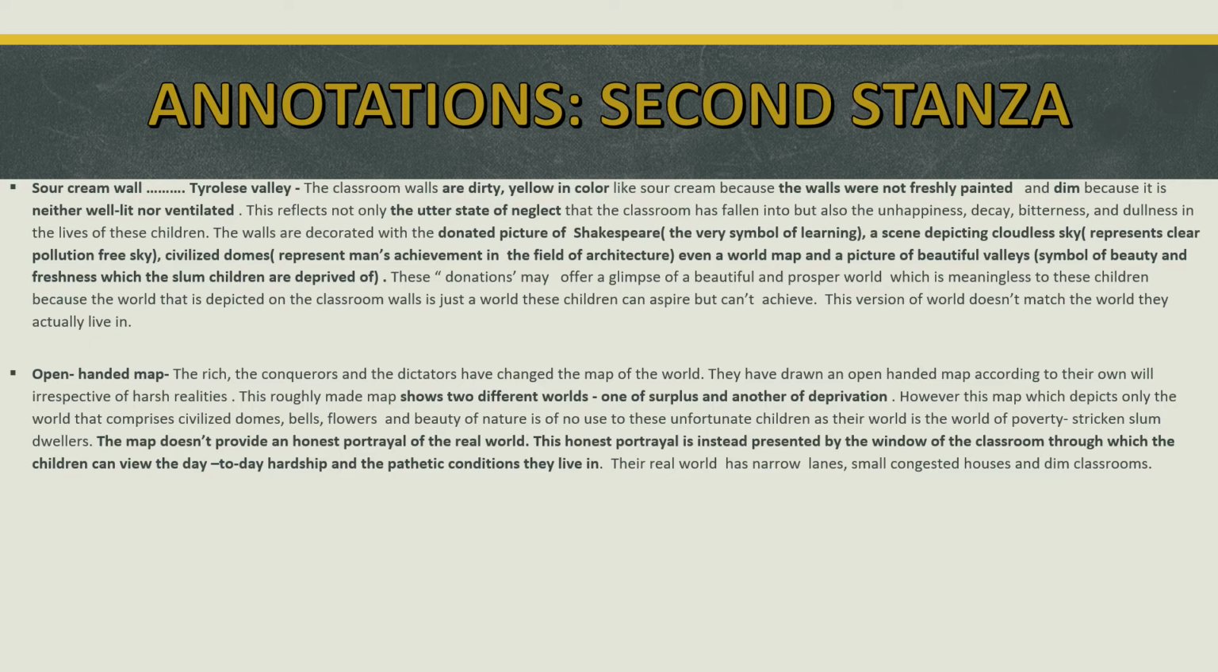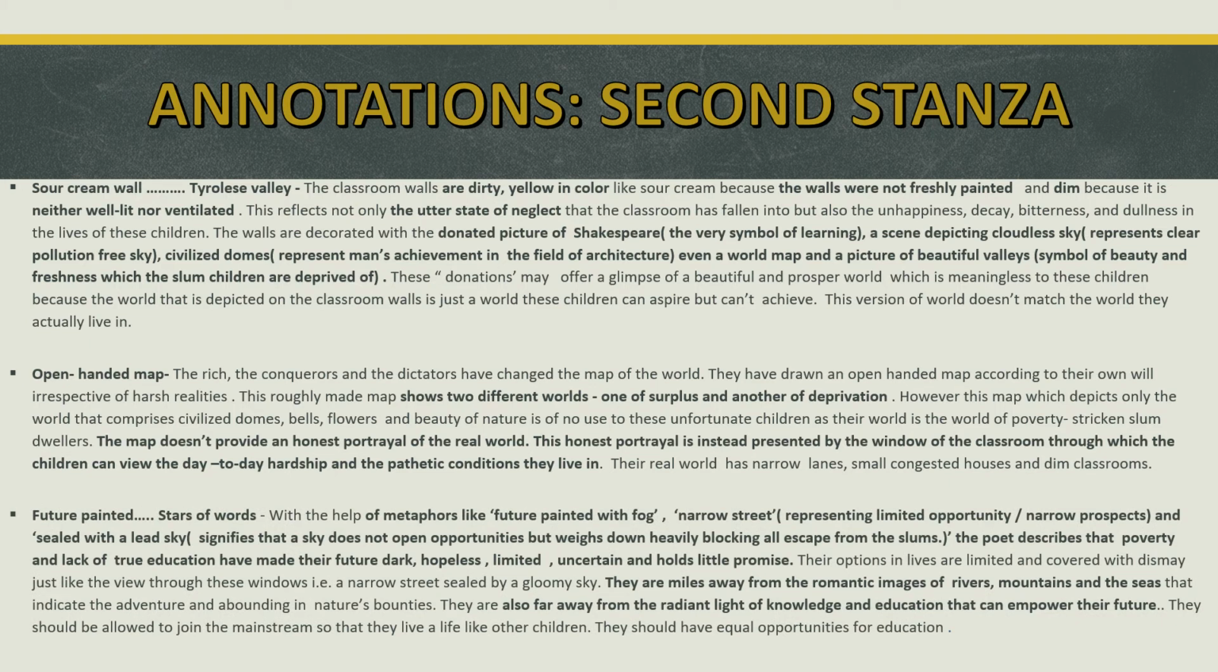It has narrow lanes, small congested houses and dim classrooms. Now, with the help of metaphors like future painted with fog, narrow street, sealed with a lead sky, the poet describes that poverty and lack of true education have made their future dark, hopeless, limited, and uncertain.